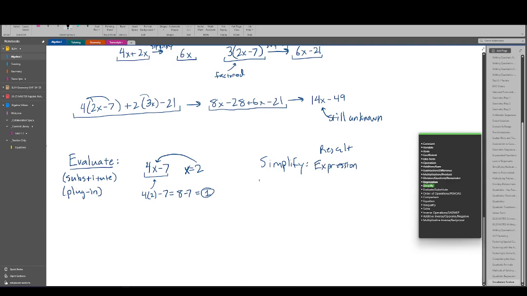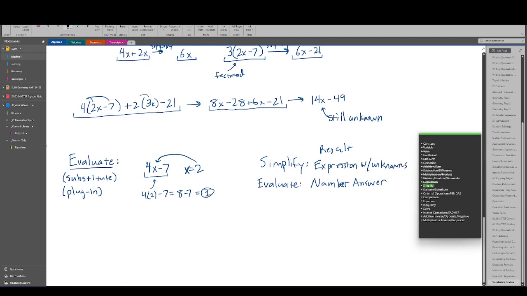You may also be told as an instruction to evaluate expressions. So if you're told to evaluate, you end up with a number. So you get an actual answer for how much the expression was, rather than an expression with unknowns.